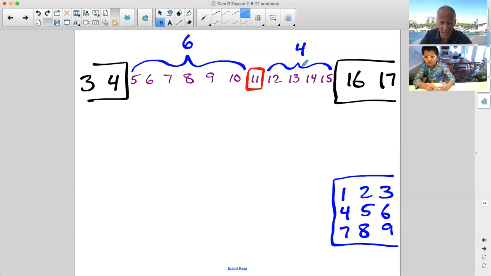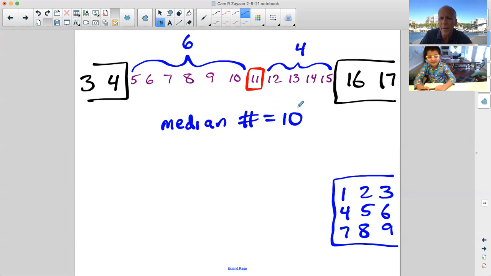Now, do you still think 11 is the median number? What number do you think is the median number now that you know that there are four numbers on the right but six numbers on the left? What is logical to be that middle number? 10, because there's going to be the same on each side. So the median number is 10.